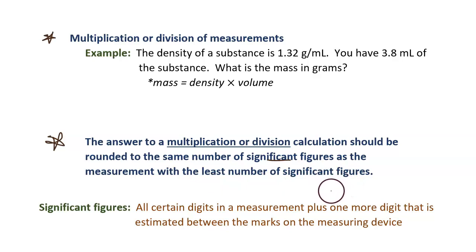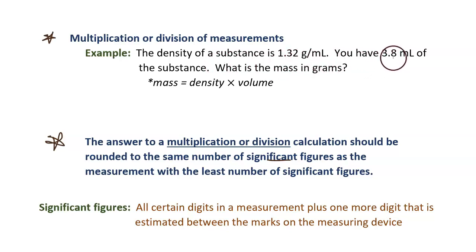When we discussed adding problems, the rule involved looking at decimal places. This time, the rule involves a concept called significant figures, and we'll discuss what that means. But before we do that, let's take a look at this example. The density of a substance is 1.32 grams per milliliter.